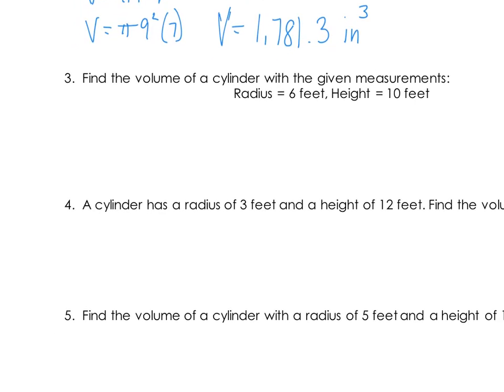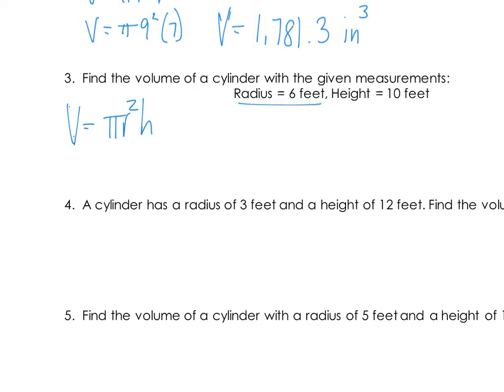And at any time, feel free to pause this, and you can try these on your own. Again, just the more practice we do, the better it gets for us. Number 3, again, find the volume. Pi r squared h. There we go. Radius is 6, height is 10. So no fooling us here.